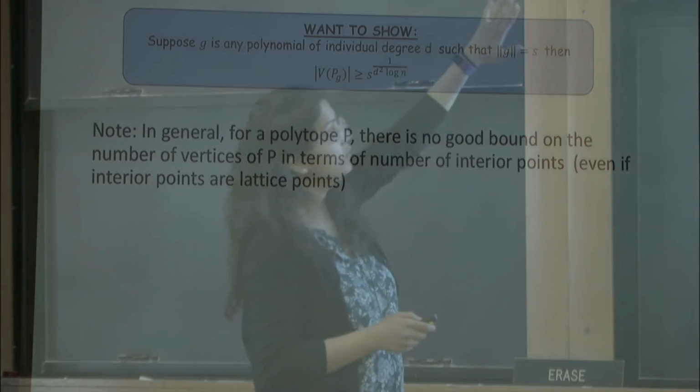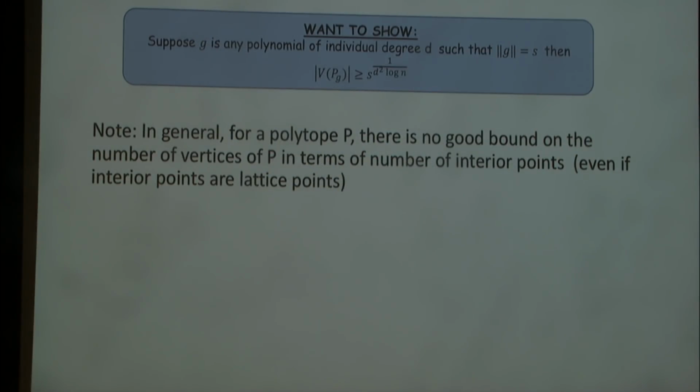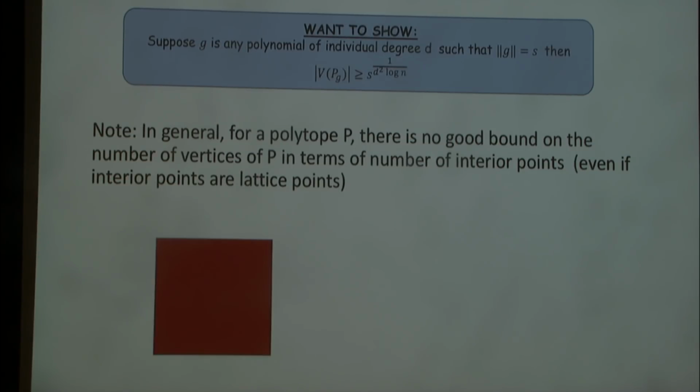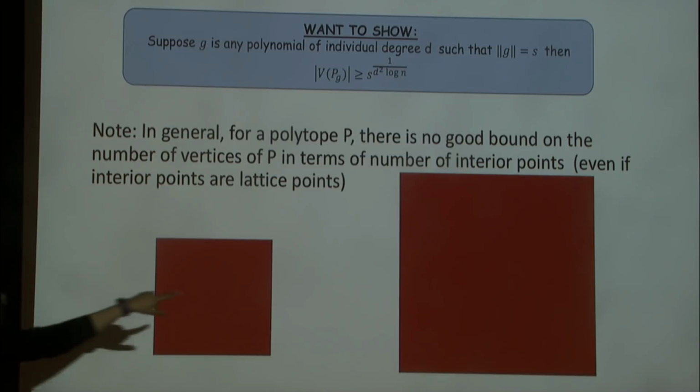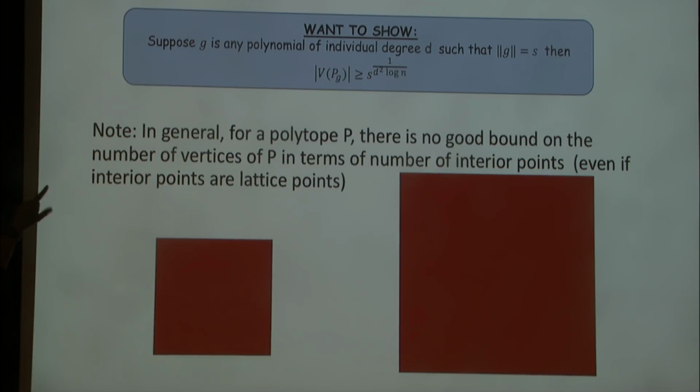So good. This is what we want to show, but for a general polytope, you can clearly not bound the number of corner points in terms of the interior points, right? I mean, this polytope has 4 corner points and some number of interior points. This polytope has again 4 corner points, but many more interior points. So in general, you can't bound corner points as a function of the interior points, but for these polytopes, what we haven't used is the bound on the individual degree.